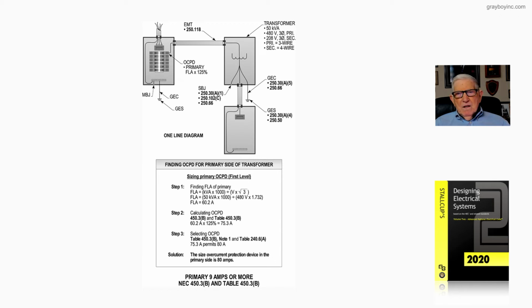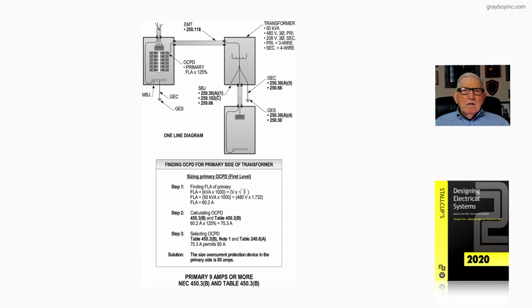Now we want to review our Figure 20-11A. And we again want to find the full load current rating of the transformer. If you notice in the information in the illustration, we have a transformer that's rated 50 kVA, 480 volt 3-phase, 208 volt 3-phase, where the primary is 3-wire and the secondary is 4-wire.